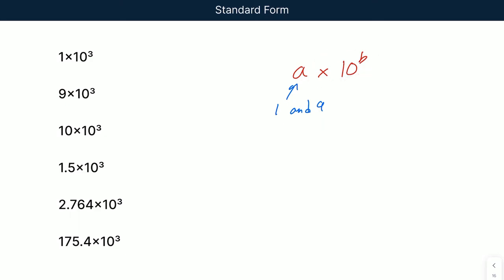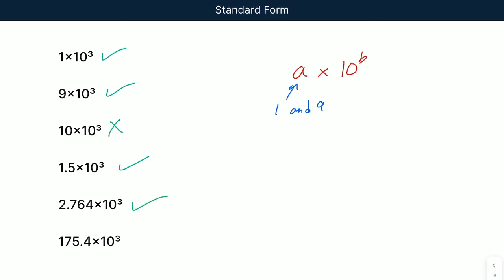So if you look on the left, the first one is in standard form because we have 1 times 10 to the power of 3. The second one is in standard form. The third one is not in standard form because A, remember, has to be between 1 and 9. It can be 1 and it can be 9, but it can't be 10. The next one is standard form because, again, this number here is between 1 and 9. Again, this number here is between 1 and 9.